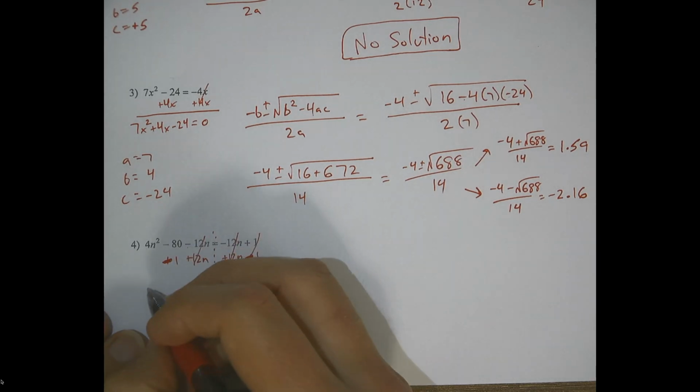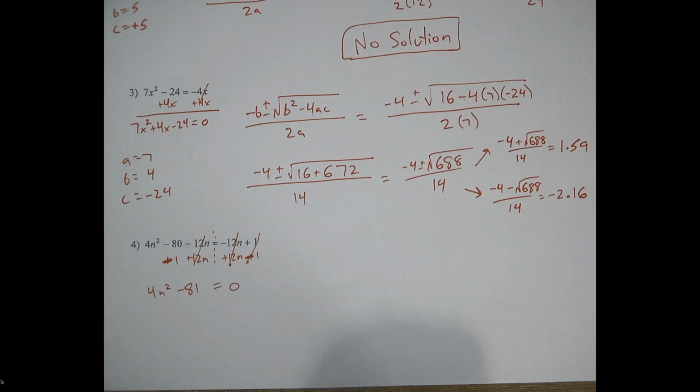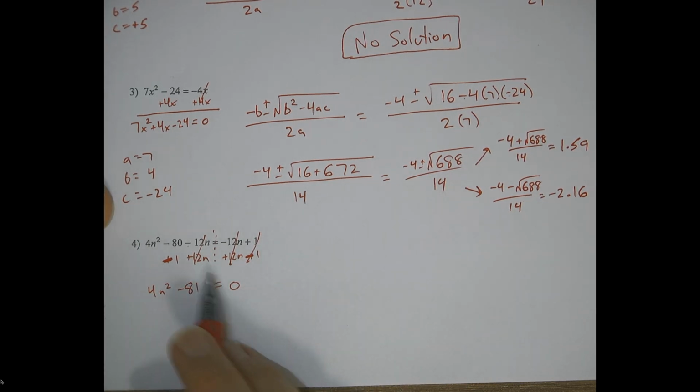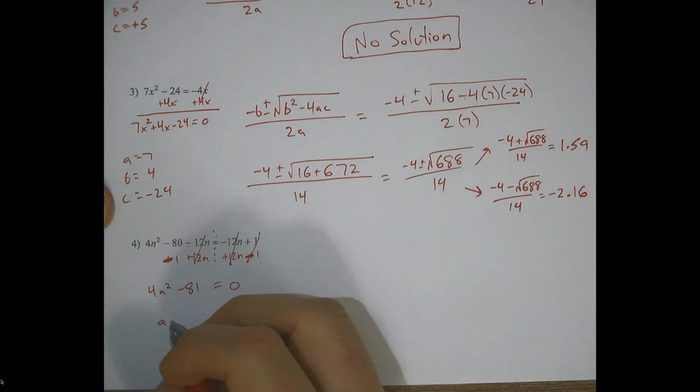And 4n squared is the only term that has not been affected so far. All right. This is now standard form, even though I don't have that other term anymore. A is 4. That's the coefficient to the variable being squared.